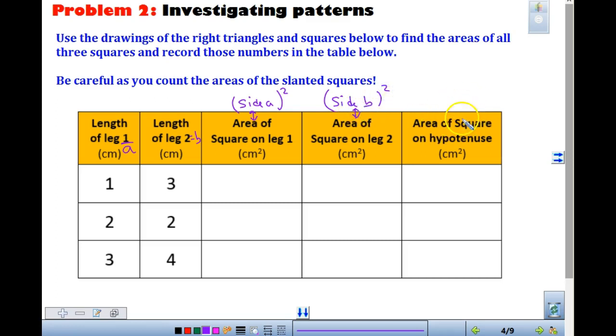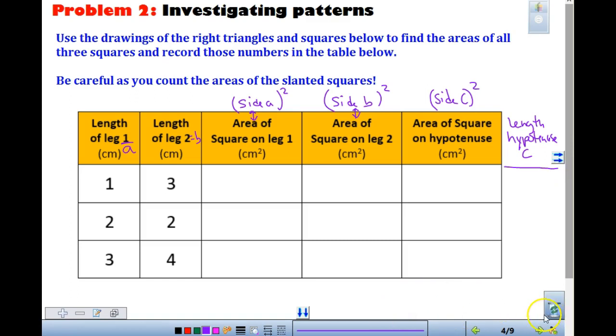So this is going to be the area of the hypotenuse. This should be taking side C and squaring it. So back here, if you would please write the length. We're going to add a column back here: length of the hypotenuse, C.